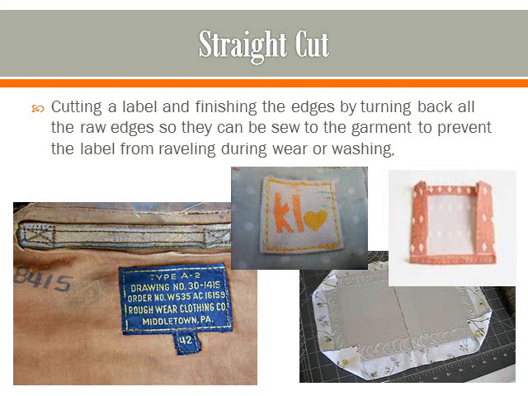Okay, a straight cut is when you cut a label and finish the edges by turning back all of the raw edges so they can be sewn to the garment to prevent the label from raveling during wear or washing. So start over here with this picture on the right.